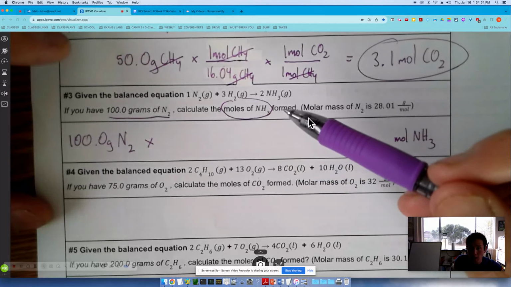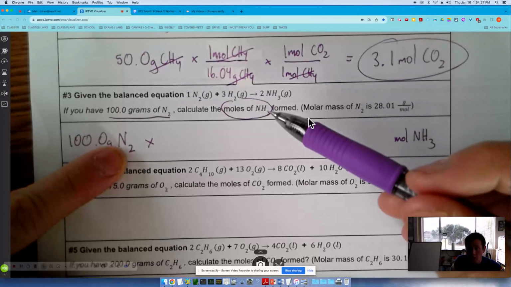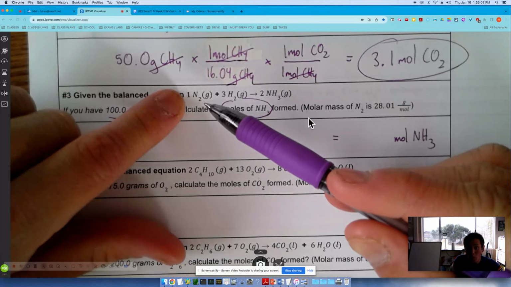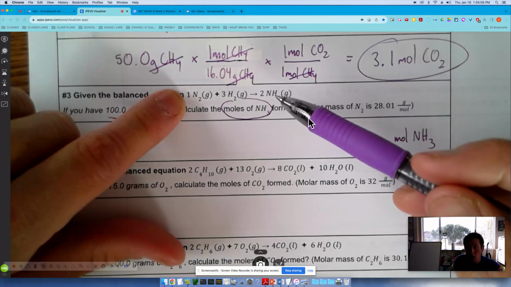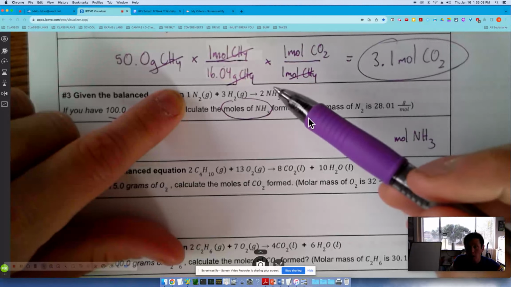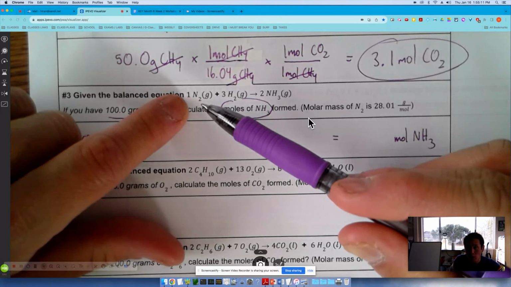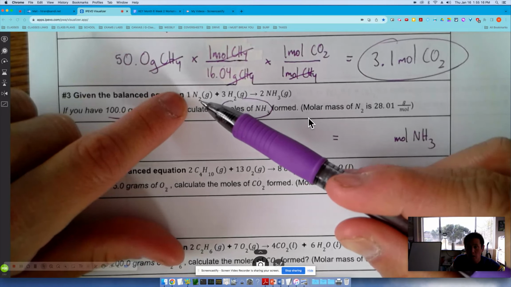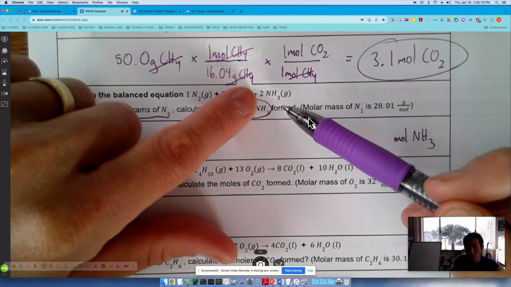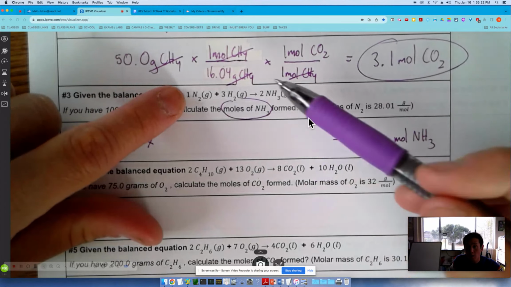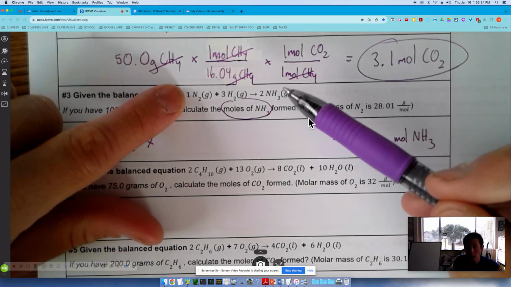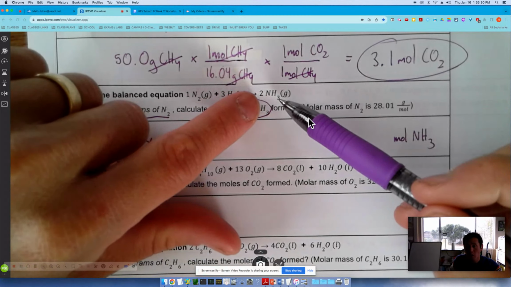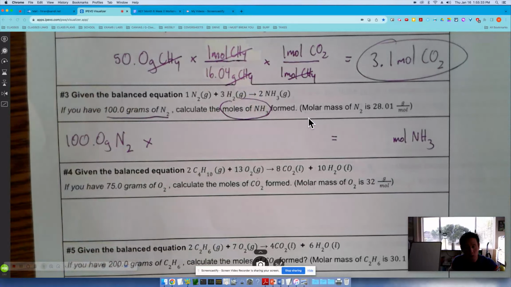Okay, so the key is to go from N2 to NH3. Here's the key, but this is in moles. For every 1 mole of N2, you're going to create and generate 2 moles of NH3. So for instance, if I had 2 moles of N2, which is twice the amount of N2 I see here, how many moles of NH3 would I have? Okay, so by that logic, right now the ratio is for every 1 N2, I get 2 NH3. If I had 2 N2, that means I would create twice the amount here, 4 NH3. Hopefully you got that logic.